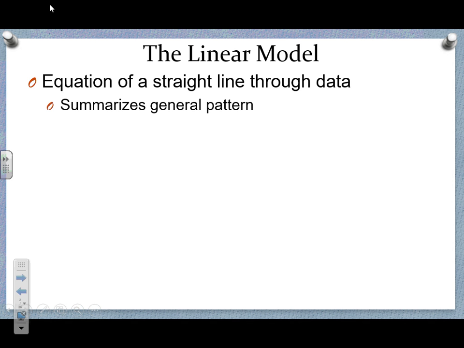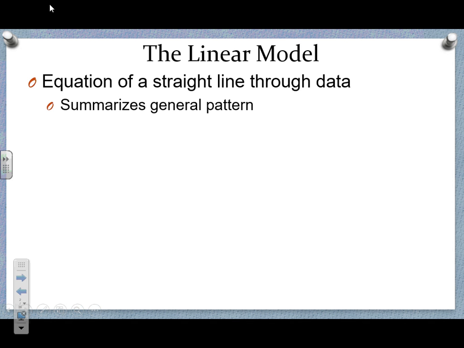So, when we create a linear model, basically what we're doing is calculating the equation of a straight line through our data. So we're going to take that scatter plot that we see with the dots scattered all over, and we're going to fit a line to it. Now, when we talk model, a model is just a way to represent the information. It's a way to represent the data. So when we look at this, it's going to approximate, and it's going to summarize the general pattern.